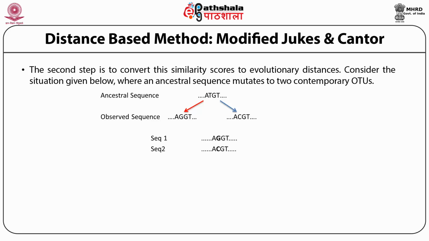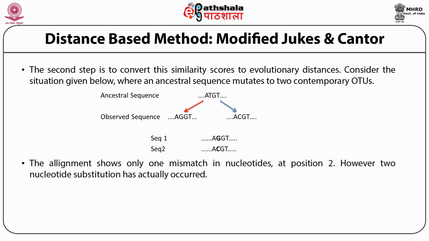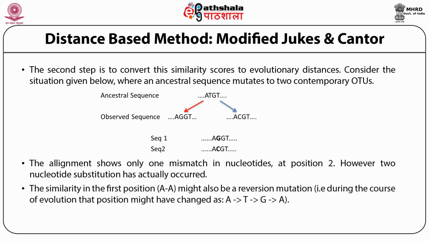So you have two sequences now. This is what we observe right now. We only have to infer the ancestral sequence. So this is the observed sequence and we make an alignment based on the observed sequences. This alignment shows only one mismatch in nucleotides at position 2. However, two nucleotide substitutions can actually have occurred. The similarity in the first position, A A, might also be a reverse mutation. That is, during the course of evolution, the first position might have changed from A to T and from T to G and then from G to A.